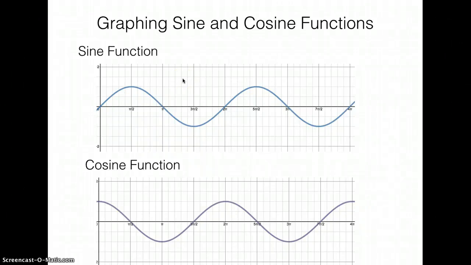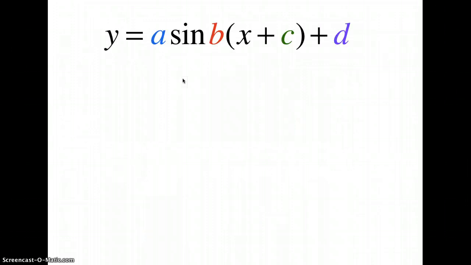Last time in class, we graphed the sine and cosine function parent graphs, just like the ones you see here. Today we're going to focus on translating these functions. In the investigation, you took a look at y equals a sine (b x plus c) plus d, where a, b, c, and d are the parameters that affect the sine graph.